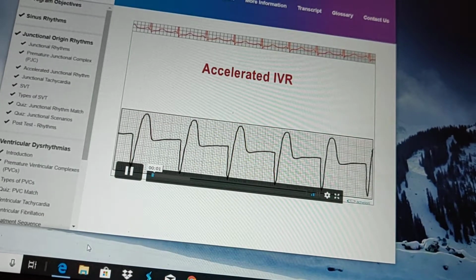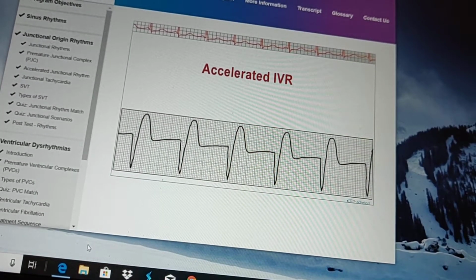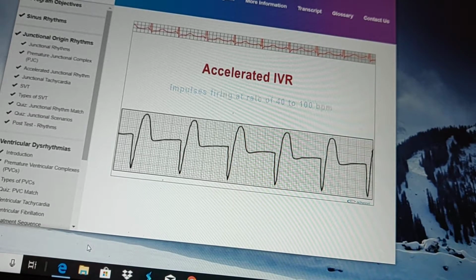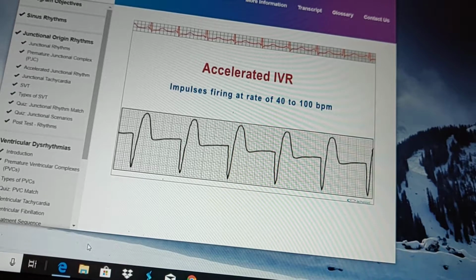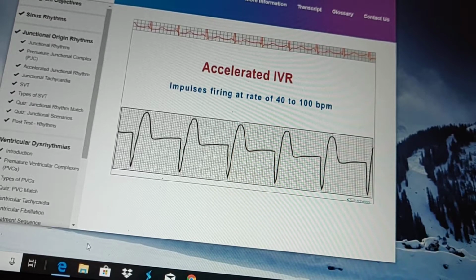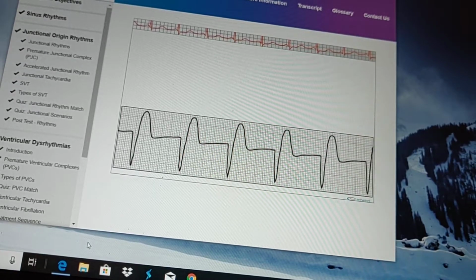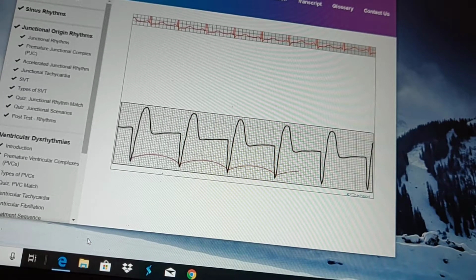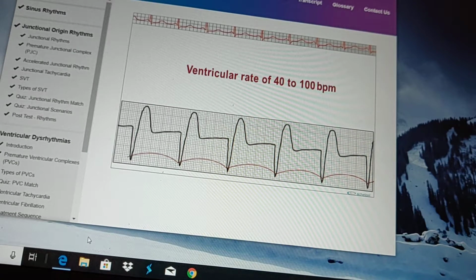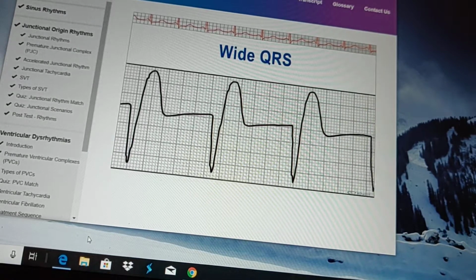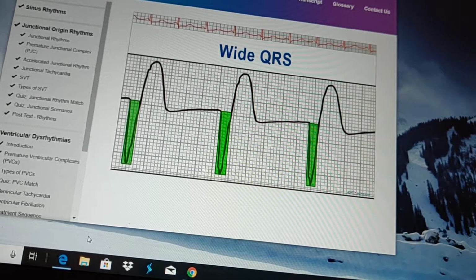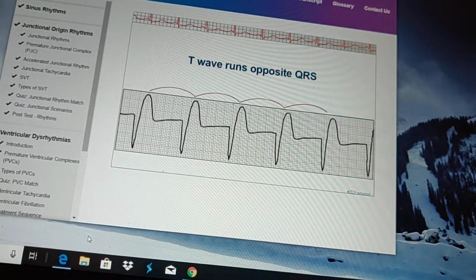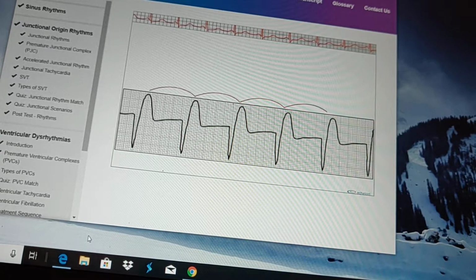Accelerated idioventricular rhythm follows the same criteria as idioventricular rhythm, except that the ventricular rate is more rapid, with impulses firing at a rate of 40 to 100 beats per minute. On an ECG of a patient with accelerated idioventricular, you will see a regular ventricular rhythm at a rate of 40 to 100 beats per minute and a wide QRS complex greater than 0.12 seconds. You will also note that the T wave often runs in the opposite direction of the QRS complex.